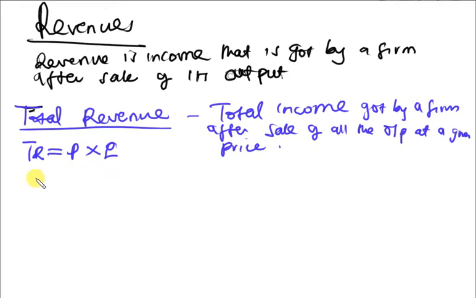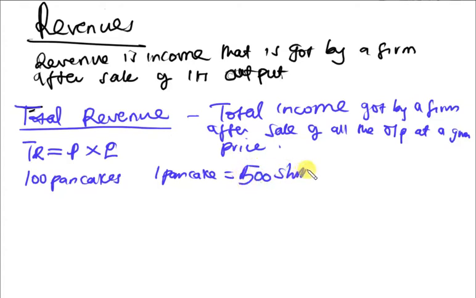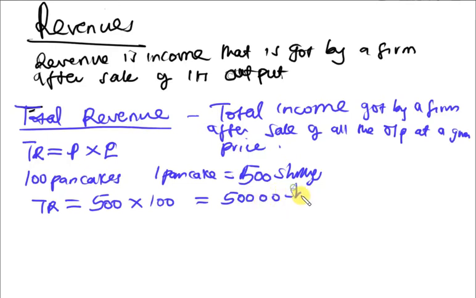So let us say you are selling pancakes. You produce 100 pancakes, and let's say one pancake is equal to maybe 500 shillings. So to get the total revenue in this circumstance will be the price, which is 500 shillings, times the number of pancakes you're selling, which is 100, and you end up with 50,000 shillings as your total revenue.